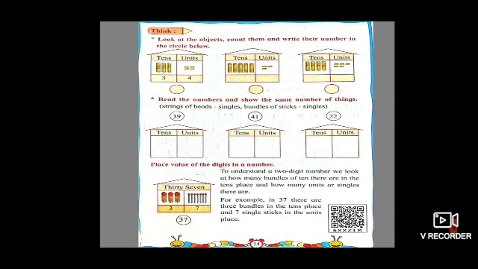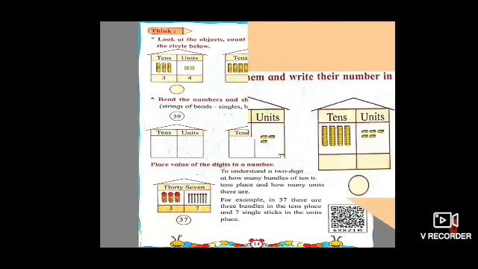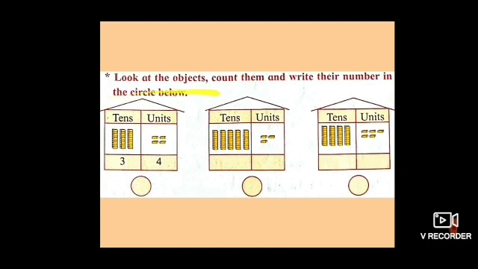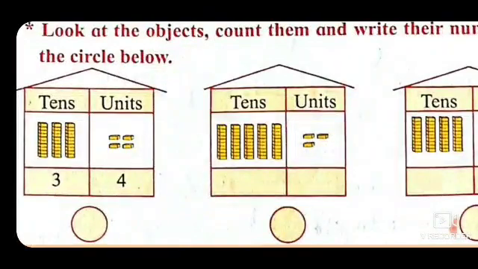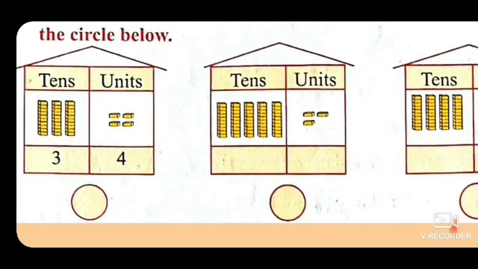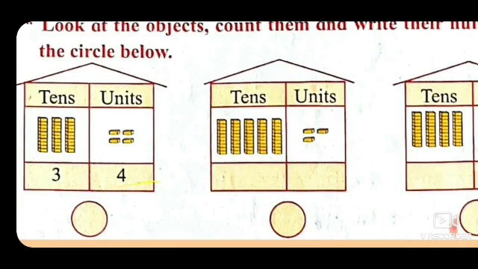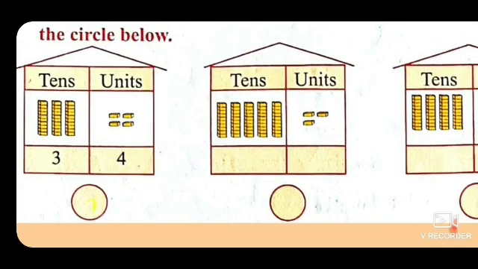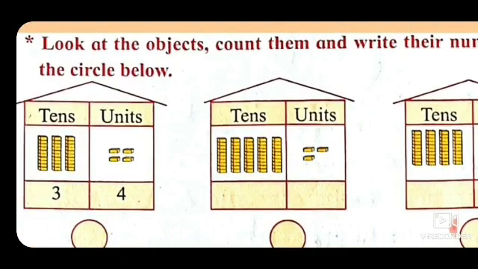Now come to page number 14 of your maths textbook. Look at the objects, count them and write their number in the circle below. Now we are going to write the number. How many tens are there? How many blocks of tens are there in the tens place? 1, 2, 3. So you are going to write number 3 here in the tens place. And units 1, 2, 3, 4. So 4 in the units place. Number 34 we are going to write together.